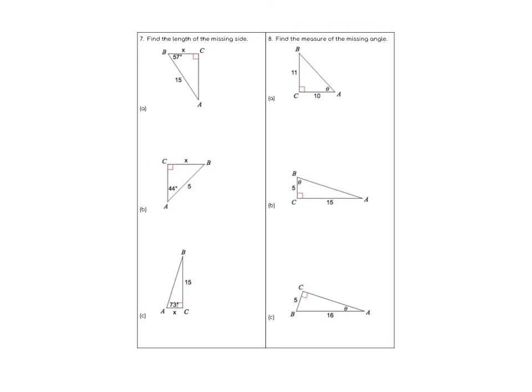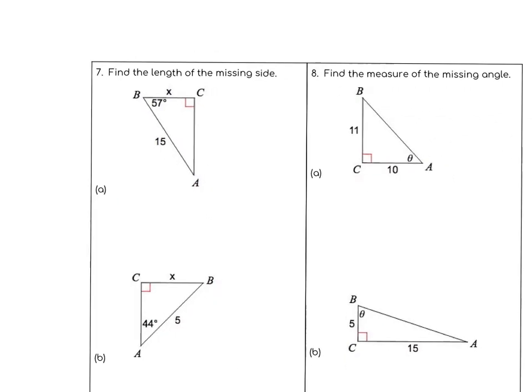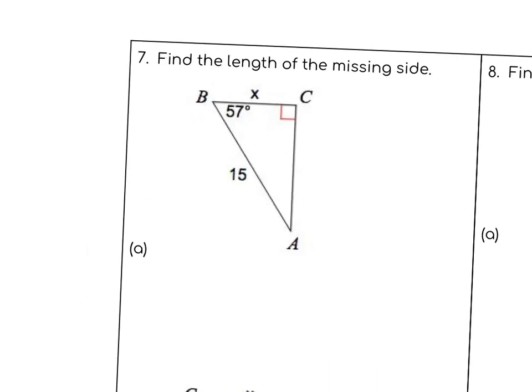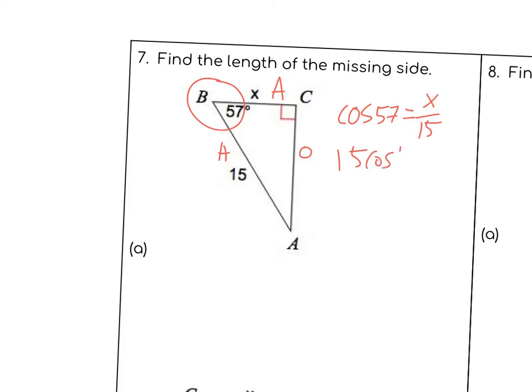All right, next we've got some trigonometry. For 7, we have to find the length of each of these sides. Knowing this angle, I'm going to label my sides as opposite, hypotenuse, and adjacent. Knowing the hypotenuse and wanting the adjacent, this is a cosine. So cosine of 57 is equal to x over 15. 15 cosine of 57 is equal to x. When I calculate 15 cosine of 57, I get 8.16.